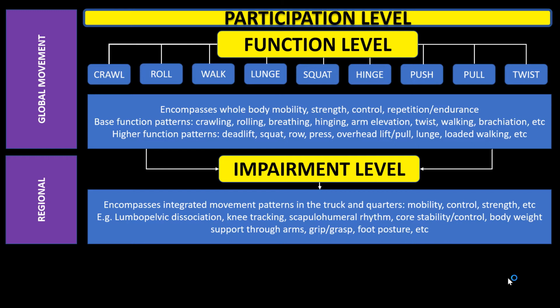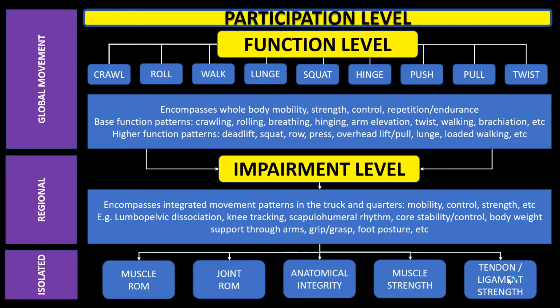And then we can break it down from an exercise perspective to the isolated level of the impairment level, and this would be where we have isolated concerns relative to muscle range of motion, flexibility or mobility, joint range of motion, anatomical integrity, the healing of a structure or the anatomy that presents in front of you, muscle strength, as well as tendon and ligament strength. And any of these could be targeted goals.